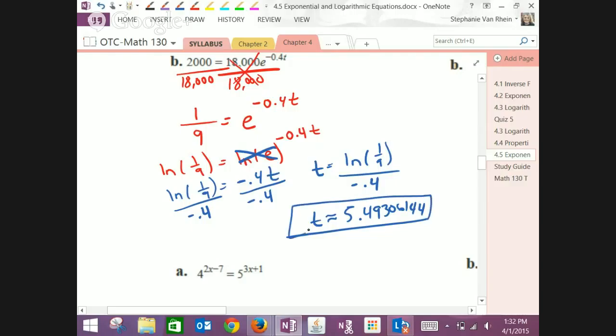This is what I was talking about. There's an unlimited number of ways to write this, because I could write this as ln of 9 to the minus 1 over minus 0.4. And minus 0.4 can be written as 2 over 5. So I could write this as minus ln of 9 over minus 2 over 5. I could write that as 5 ln of 9 over 2. There's an infinite number of ways to write it, and all of it's going to be mathematically correct.